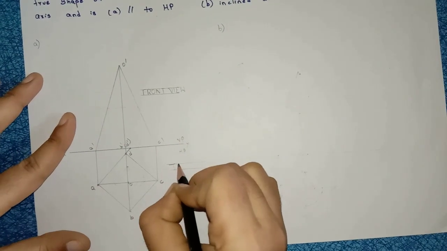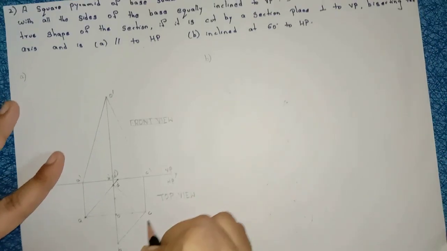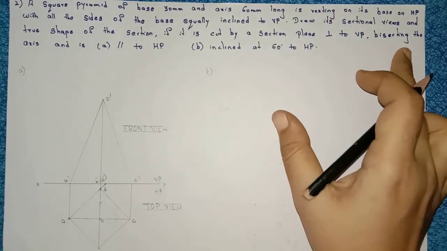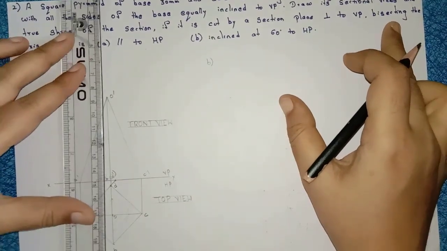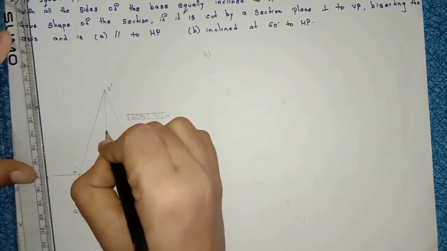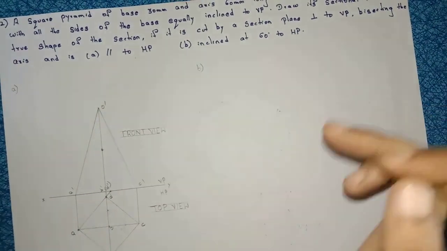Now after this you should construct the sectional plane. Where do we have to construct the sectional plane? The sectional plane is perpendicular to VP, bisecting the axis. Bisecting the axis means you should mark the midpoint of the axis, and the sectional plane is parallel to HP.